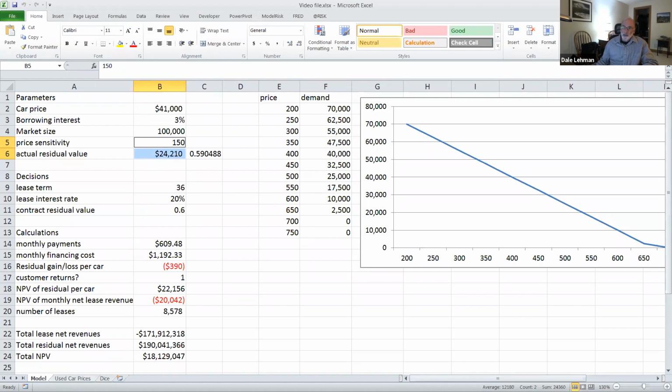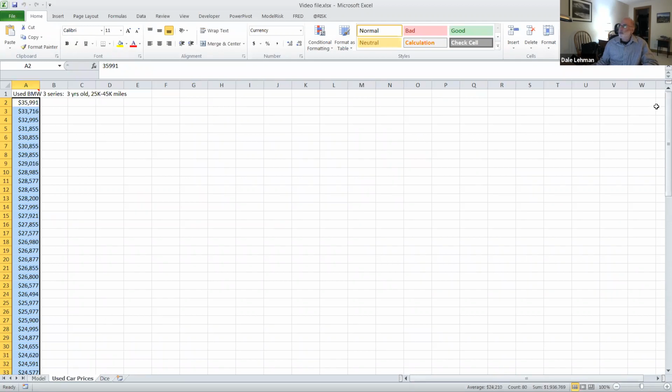I've actually located some data here. This all comes from the Chicago area, and it's 80 cars that were BMW 3 Series cars, 3 years old, all with between 25 and 45,000 miles. So conceivably, this is the kind of car that would have been leased and might, at the end of 3 years, what it might be worth. And you can see there's a variety of values here.